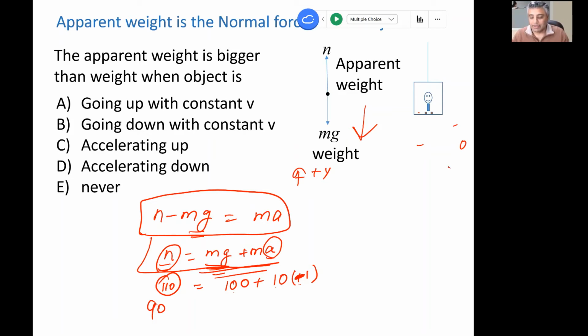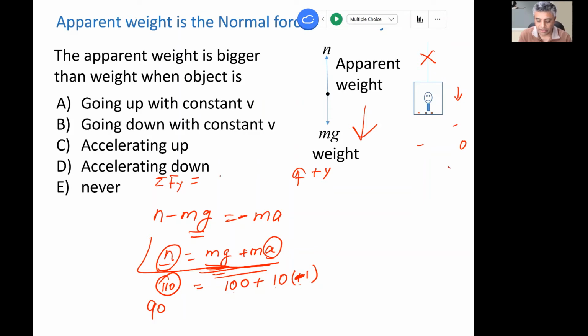So for example, if the elevator were freely falling, then what's going to happen? Falling means acceleration is negative. So your equation is going to look like this. Where is it coming from? It's coming from, again, the same equation, okay? N minus mg equals ma. So now, accelerating down.